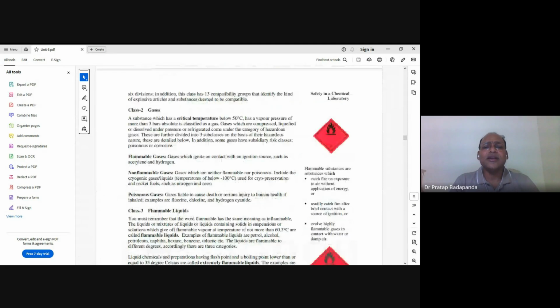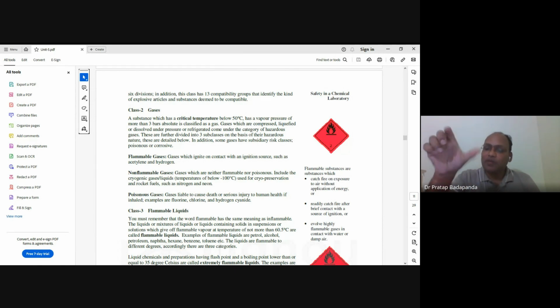Okay, now the gases: a substance which has a critical temperature below 50 degrees Celsius. I told you before. So if the critical temperature is below 50 degrees Celsius, then what is a normal room temperature where we work? That means below 50 degrees it will catch fire. It will immediately catch fire. So that is the mark. You have to understand that's why the container, as I told you earlier.